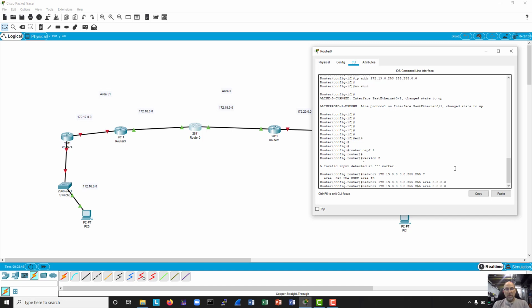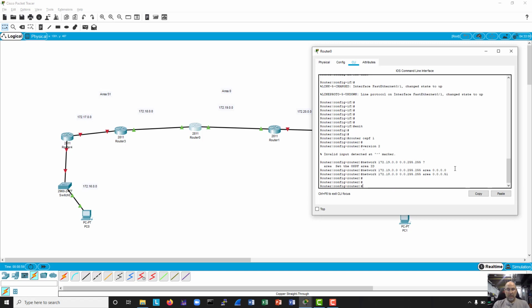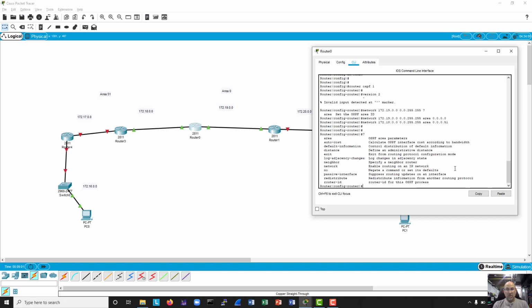We're also going to do network 18, but this is going to be part of area 51, I think I said, yeah. Okay. Now we have a lot of other stuff that we could do with the particular interfaces here, and I am not going to worry about this. By default, we should be doing version 2. That's where I was going, but I don't think we have to worry about that here.